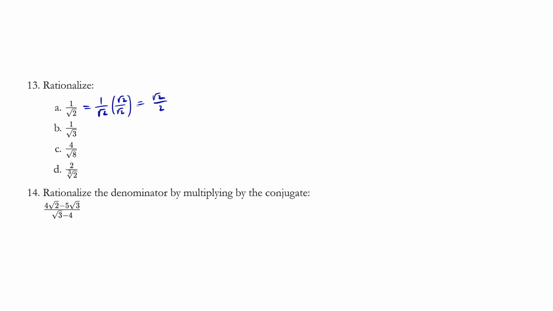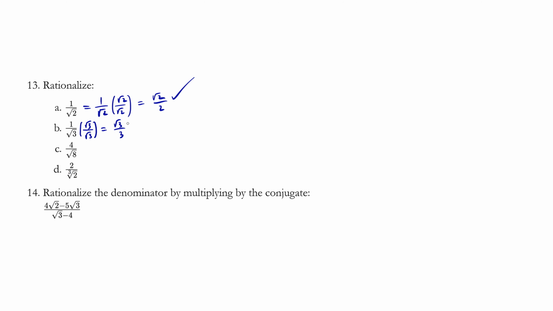Let's try the same thing with 1 over root 3. We're simply going to multiply by same over same. Root 3 over root 3 is the same thing as 1. Multiply across. You get root 3 over 3. The square root of 3 times the square root of 3 is the same thing as square root of 9, which is just the inside, 3.